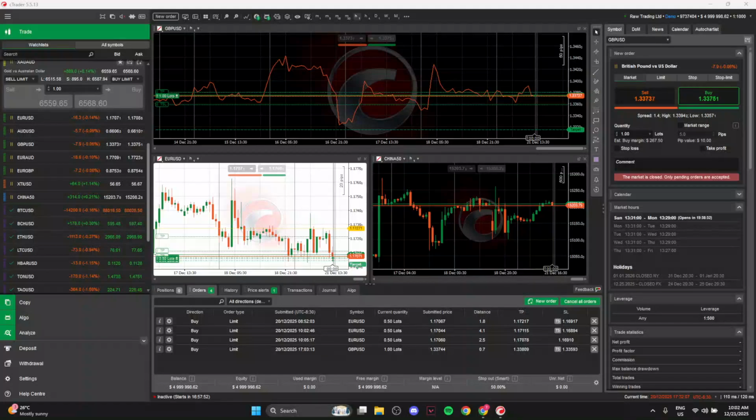In today's video, I'm going to teach you how to set SL and TP in cTrader. By the end, you'll be able to add a stop loss and take profit to your trades confidently and adjust them as the market moves.